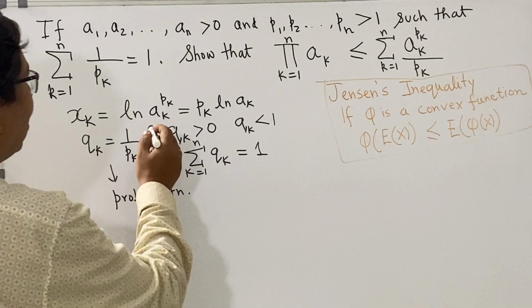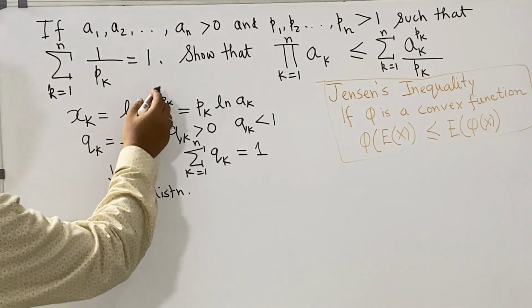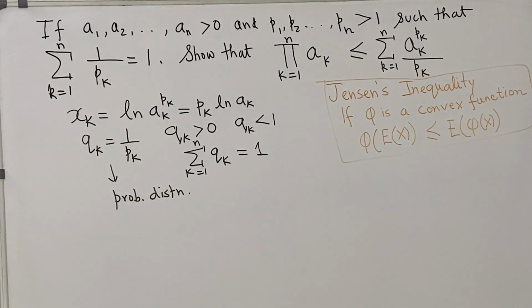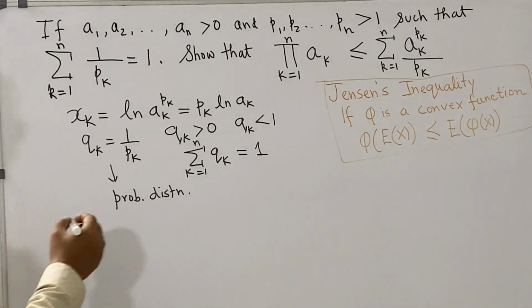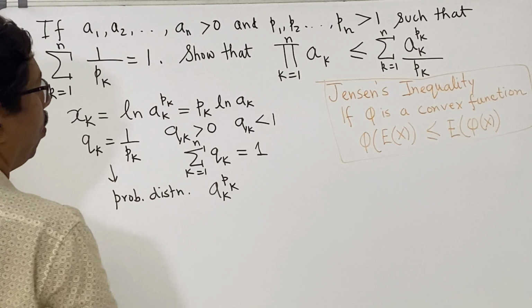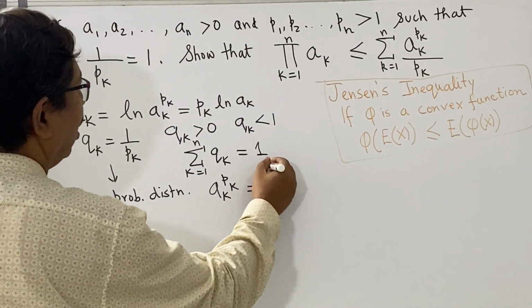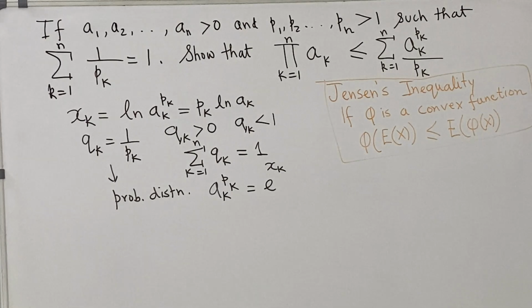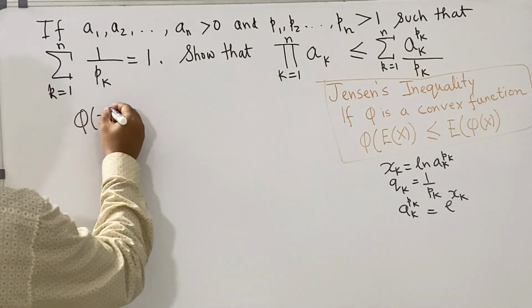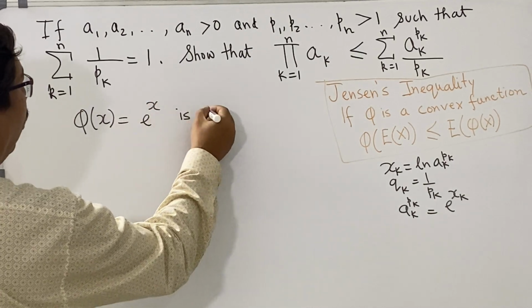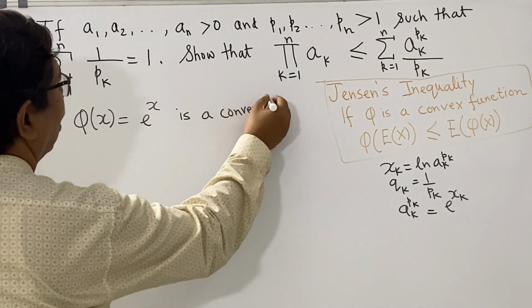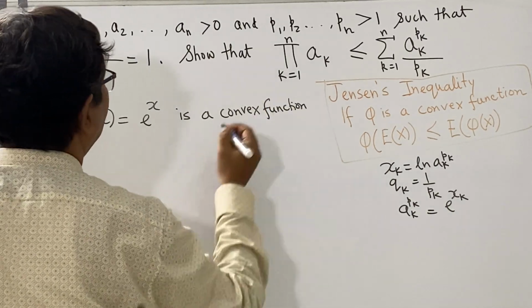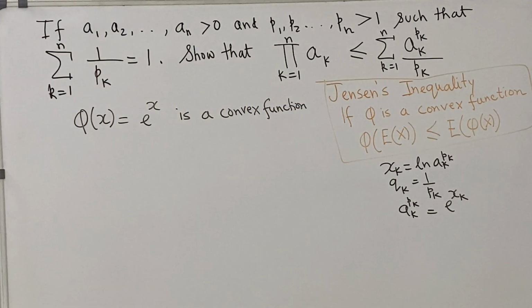Now, the hint is that we have taken a log of ak to the power pk. So, to get back ak to the power pk as required in the problem, we need to look at e to the power xk. So, e to the power xk is ak to the power pk. Let us remember these results. So, phi of x equal to e to the power x is a convex function, very easy to check. The second derivative of phi is e to the power x, and hence that is greater than 0. So, phi is a convex function.